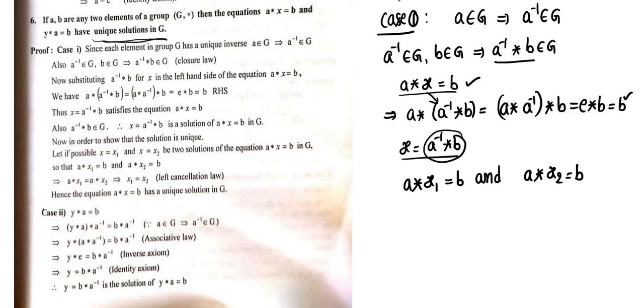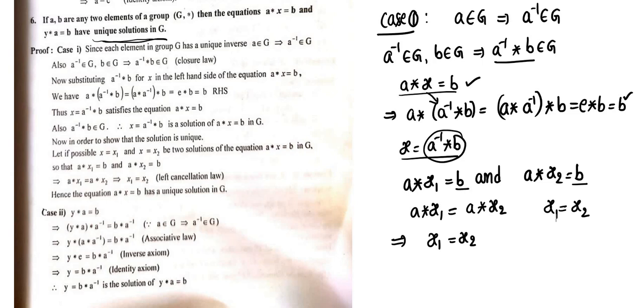Observe here the RHS are equal, so the LHS are equal. That means a * x1 = a * x2. Now use the left cancellation law, and we get x1 = x2. That means we considered x1 as a solution and x2 also as a solution, and we proved these solutions are not different; those two are equal. Therefore a * x = b has a unique solution in G.